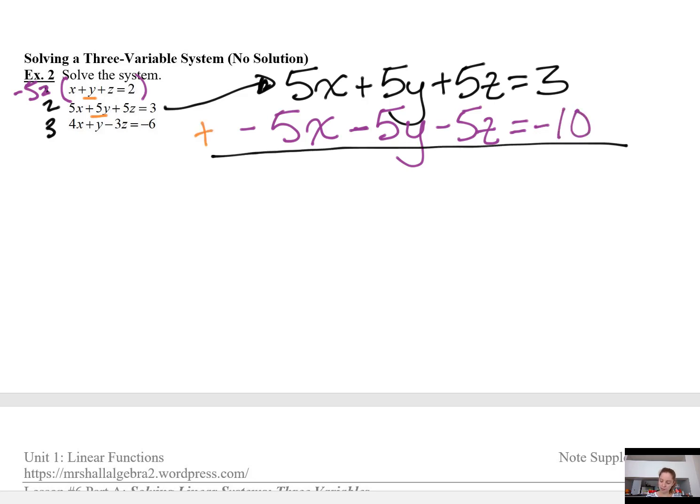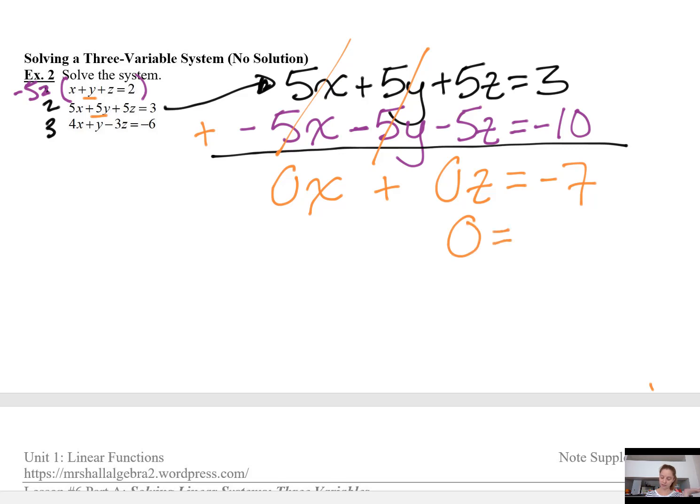Now I'll add these, and I know that I'm going to be eliminating the y's. Oh no, but at the same time, I'm eliminating the x's, so I have 0 x's. I'm eliminating the z's, so I have 0 z's. But I'm not eliminating the constants, I end up with negative 7. So here's a case where we end up with 0, nothing on the left side equals negative 7, which is never true. Therefore, this is an example of a 3-variable system with no solution.